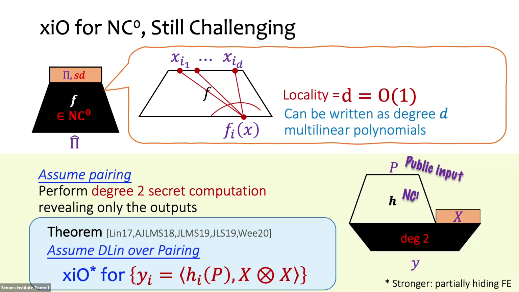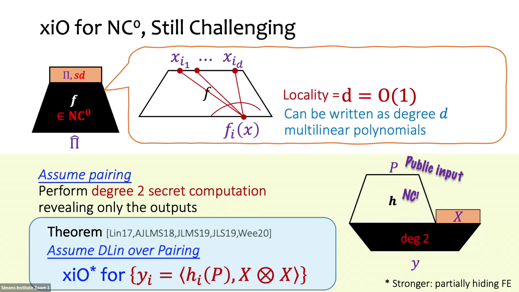Using pairing, we can show that we can have XIO for this type of special computation. More specifically, every output element can be written as the inner product between the degree 2 monomial of the secret input X together with a vector computed from the public input through some complex NC1 computation.